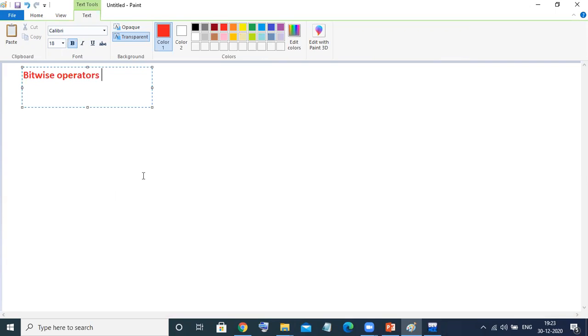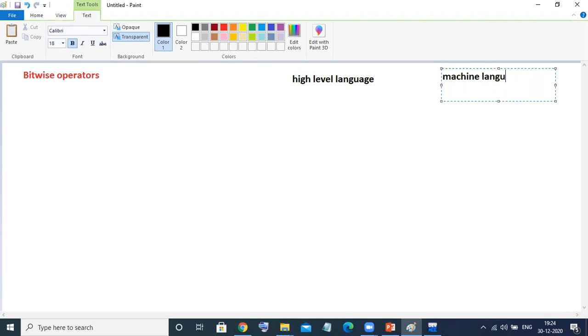Before going to see what are the various bitwise operators available in C language, let us understand some basic fundamentals here. Whenever we are talking about programming, we are always writing in a high level language. But in my earlier videos, in the beginning of C programming, I told you that whenever we write programs in a high level language, it has to be converted into machine language, because the machine can understand only machine language.